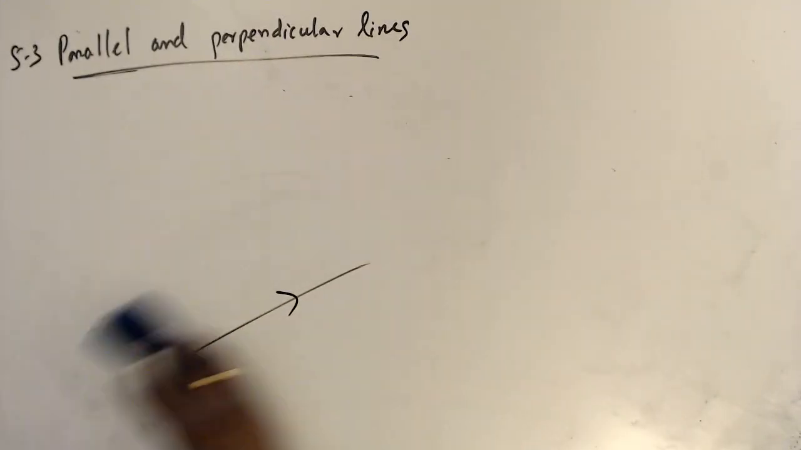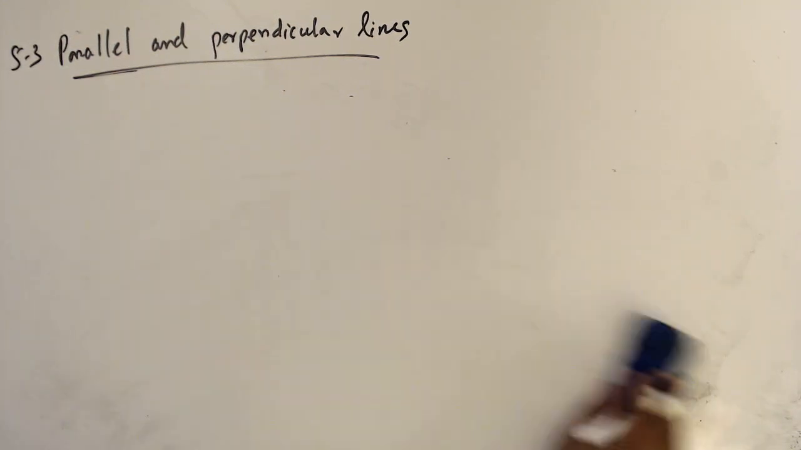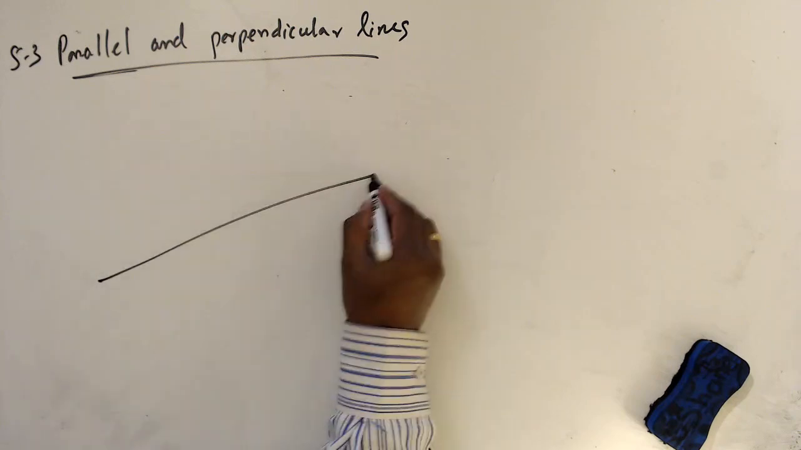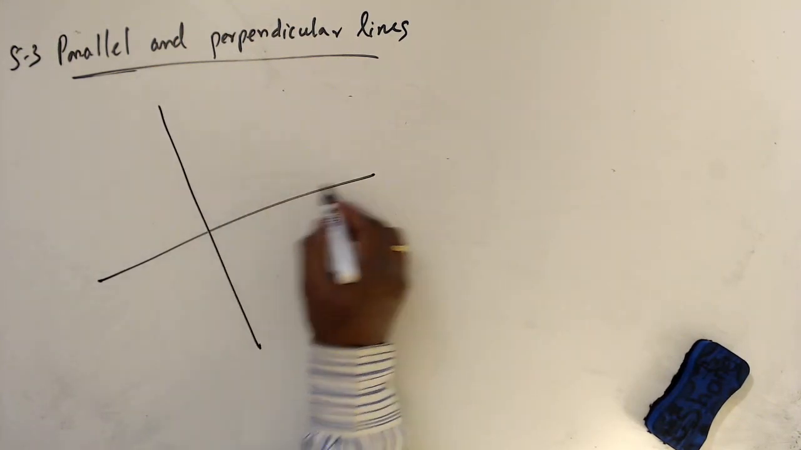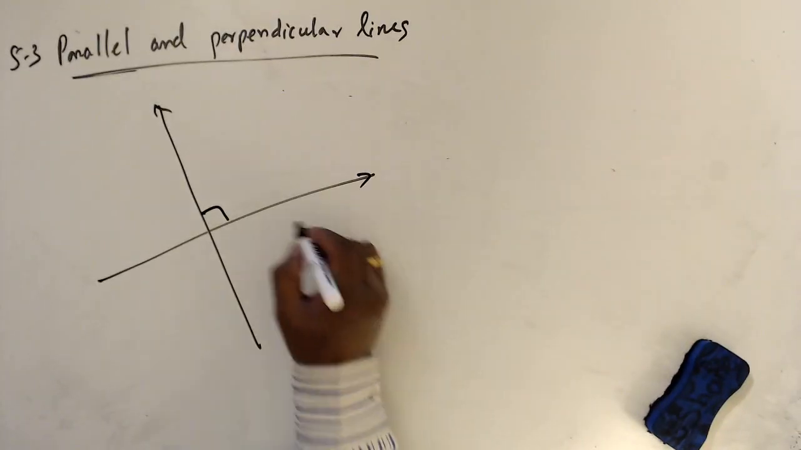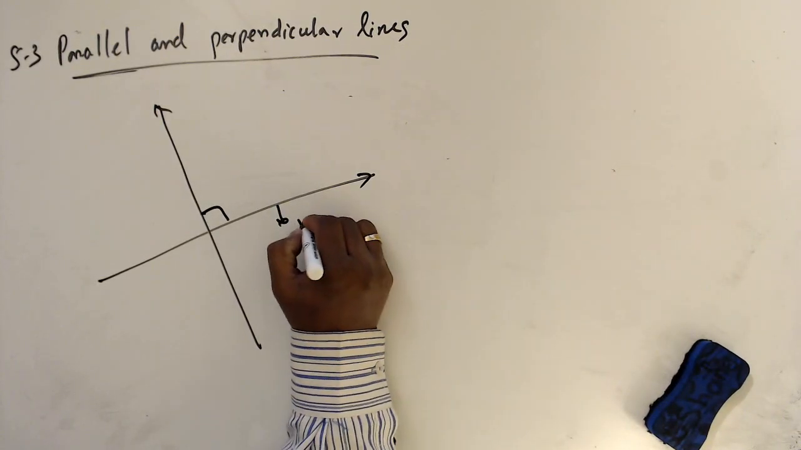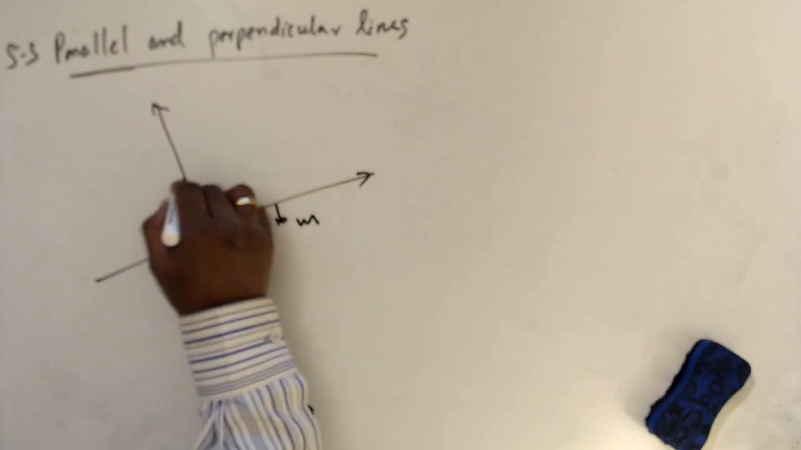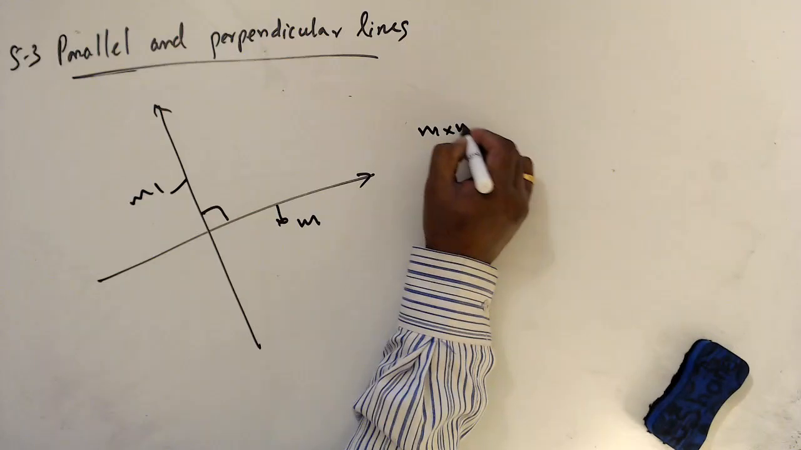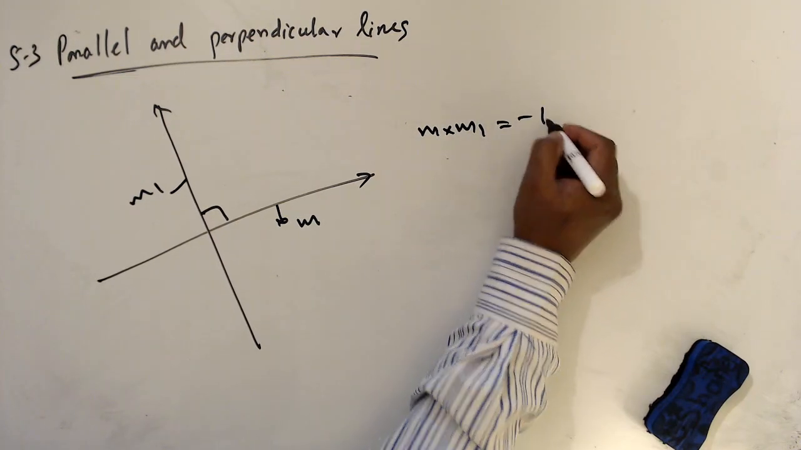And the perpendicular lines, the only thing we should know is that if two lines cross each other and they are perpendicular, then assume this gradient is m, this gradient is m1. When you multiply those two together, you will get -1.